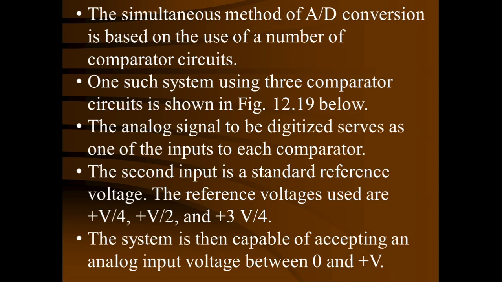Because we are dividing into 4 different ranges: from 0 to plus V by 4, from V by 4 to plus V by 2, from plus V by 2 to plus 3V by 4, and from plus 3V by 4 to V volt. For these 4 ranges, you require reference voltages of plus V by 4, plus V by 2 and plus 3V by 4. This system is then capable of accepting an analog input voltage in the range from 0 to plus V volt, and it is going to be digitized.